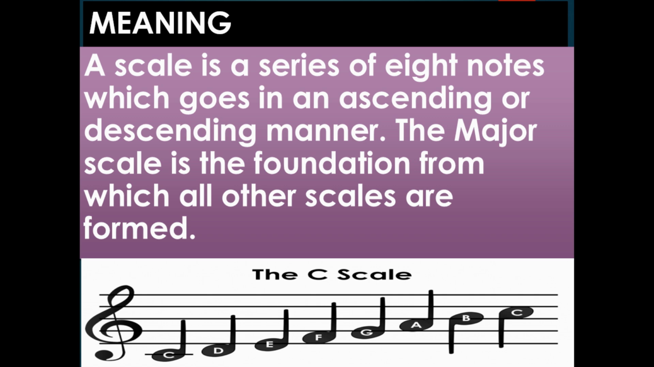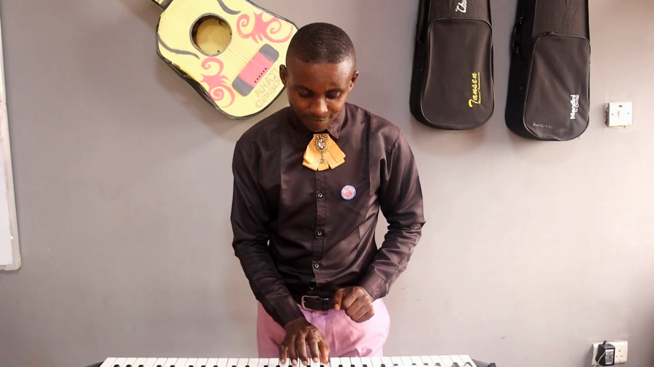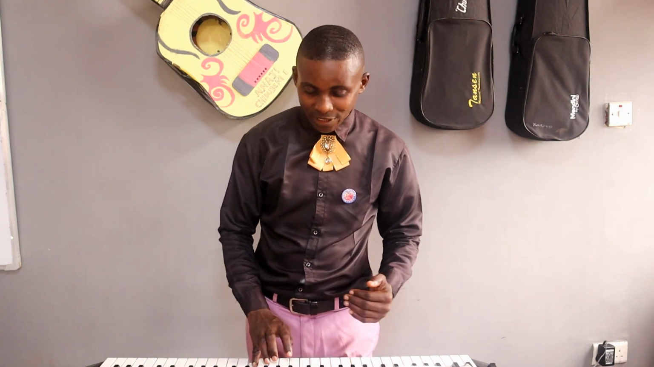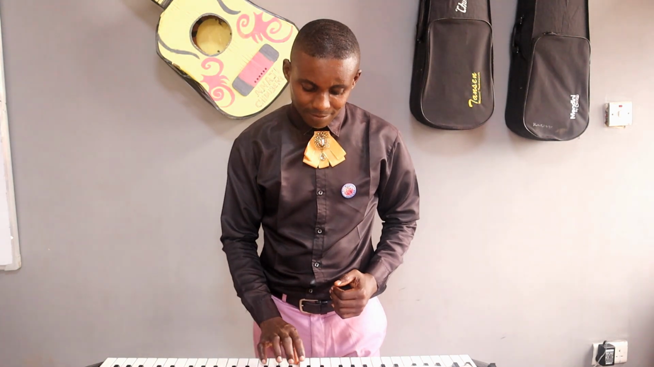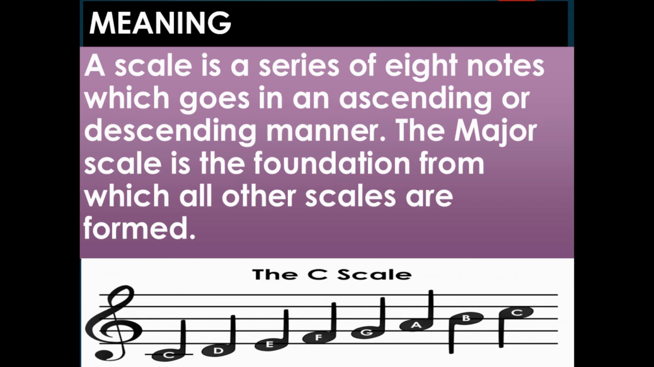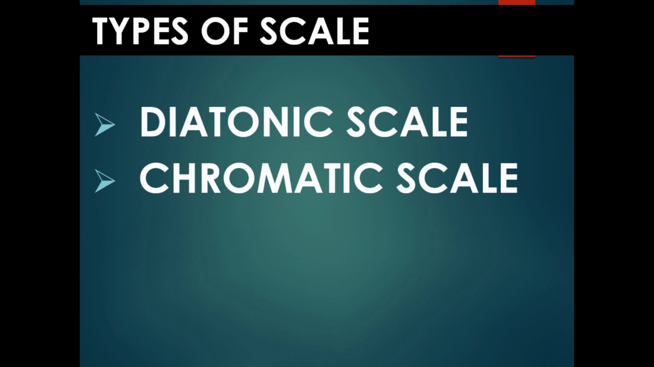Now, like I said, a scale is a series of 8 notes that goes in ascending or descending order. It could go in ascending or it could go in descending order. This is a scale. There are different kinds of scales. We have the diatonic scale and we have the chromatic scale.